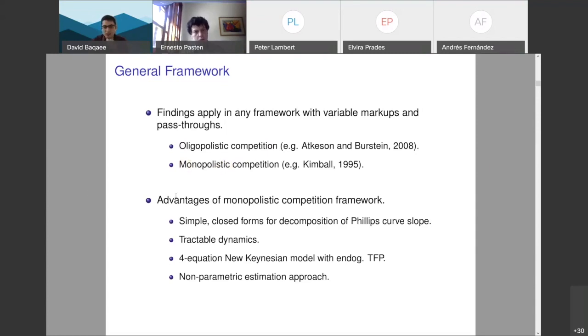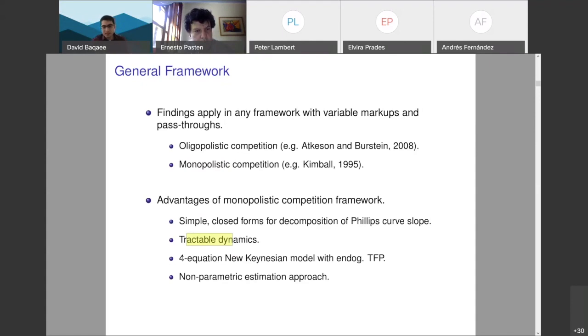So the advantages of going monopolistic competition, you get simple closed form formulas for what determines the slope of the Phillips curve. But more important than that is you get very tractable dynamic equations. So in particular, we're going to produce a 4-equation New Keynesian model to be contrasted with the classic workhorse 3-equation model. And the 4th equation is an equation that tells you how aggregate TFP changes in response to shocks. But other than that, it's a very simple model. You can plug it into Dynare and simulate it.